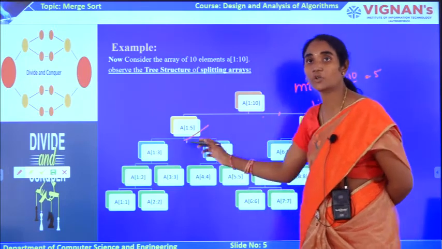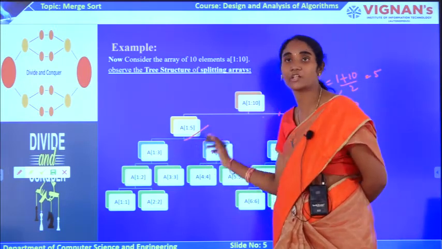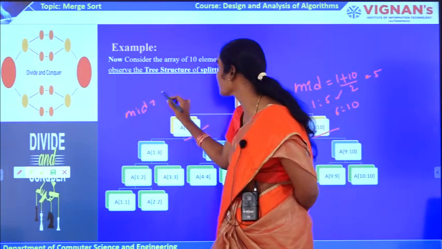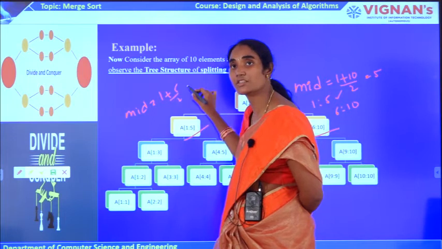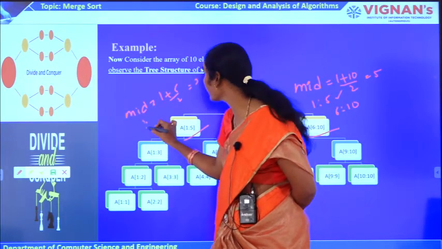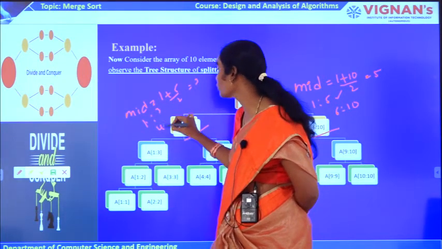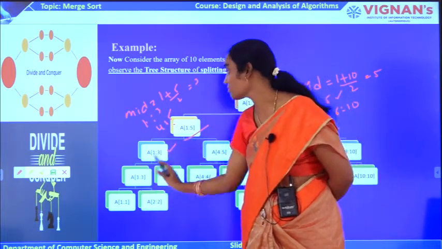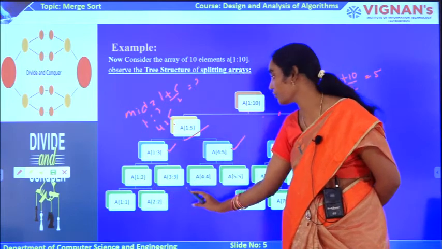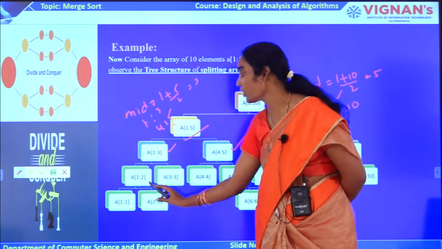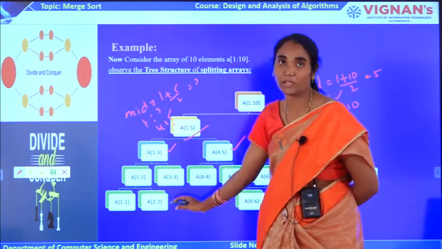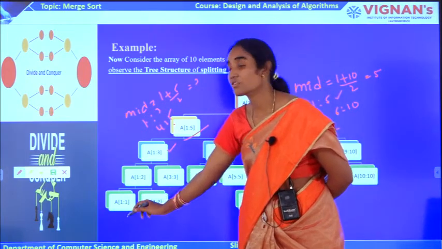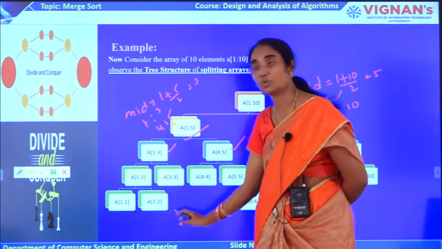Now again 1 to 5 has more than one element, so again I need to apply the division procedure. Here also I need to find the mid position. What is the mid position? (1 plus 5) by 2, which is equal to 3. So 1 to 3 is one list and 4 to 5 is another list. Again I need to apply the same procedure: 1 to 2 is one list and 3 to 3 is another list. Now again 1 to 2 has more than one element. (1 plus 2) by 2, which is 3 by 2, which is nothing but 1. So now 1 to 1 is one list and 2 to 2 is another list.